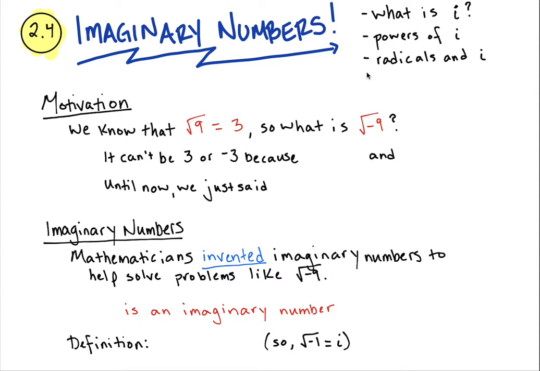So today we're going to cover essentially what is i. So i is an imaginary number. We're going to talk about what that is. We're going to talk about powers of i, so i squared, i cubed, i to the fourth. And we're also going to talk about radicals or square roots of i. So what's the square root of this weird thing we're calling i?